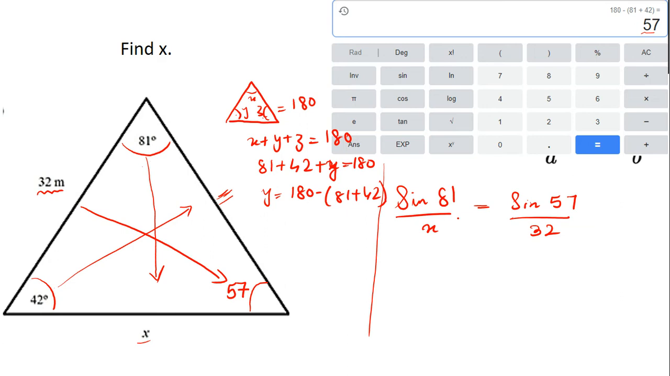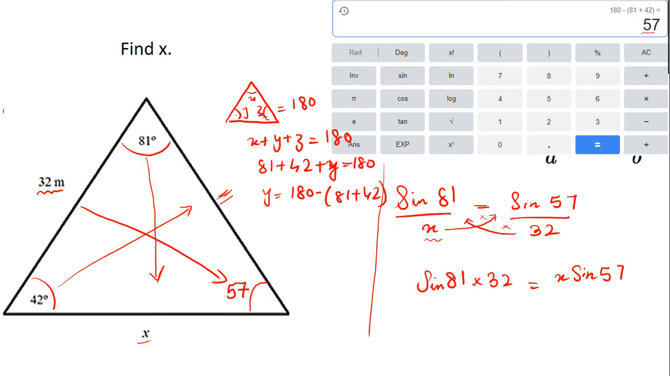If I want to solve this, since my denominator is missing, it's best practice to take it to the other side and get rid of the denominator. So I'm going to take my x over there, and my 32 over there. Because 32 is in division, it goes to the other side and turns into multiplication. Similarly, x is in division with the sine 81, goes to the other side, and turns into multiplication. So I can simply write down sine 81 times 32 equals x times sine 57.